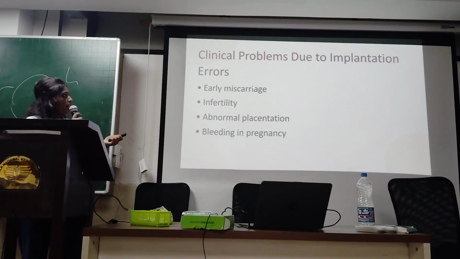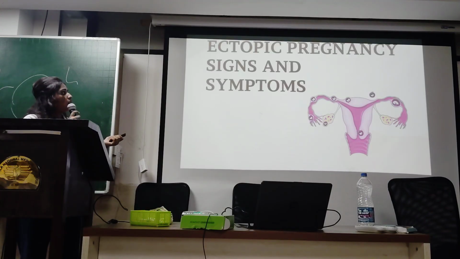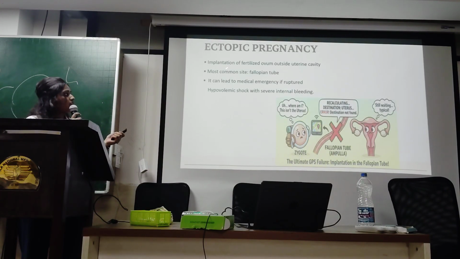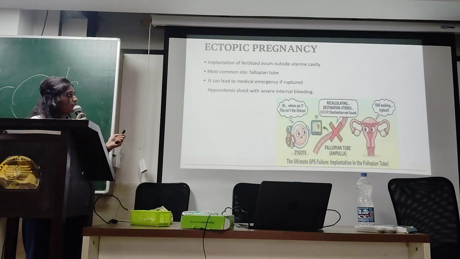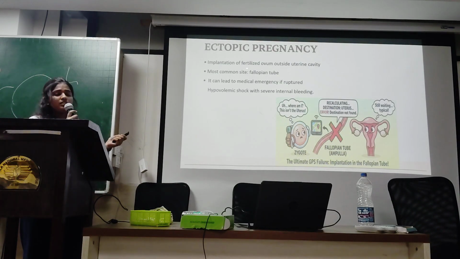Clinical problems due to implantation errors are early miscarriage, infertility, abnormal placentation, and bleeding in pregnancy. Now, ectopic pregnancy. As we know, it is the implantation of a fertilized ovum outside the uterine cavity. The most common site is the fallopian tube.